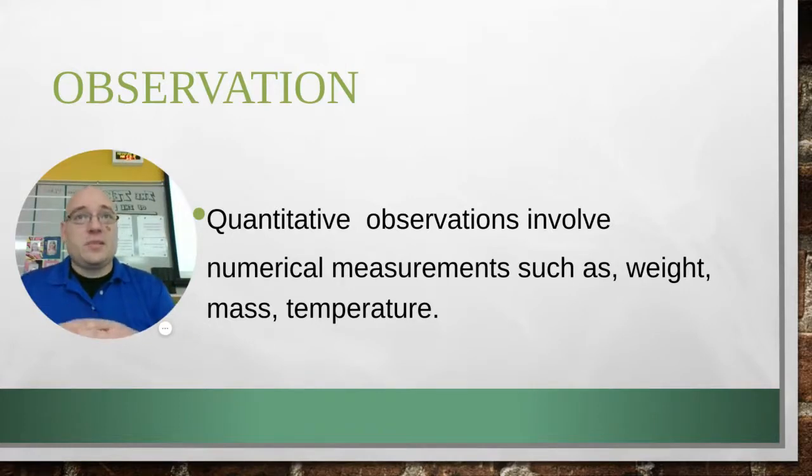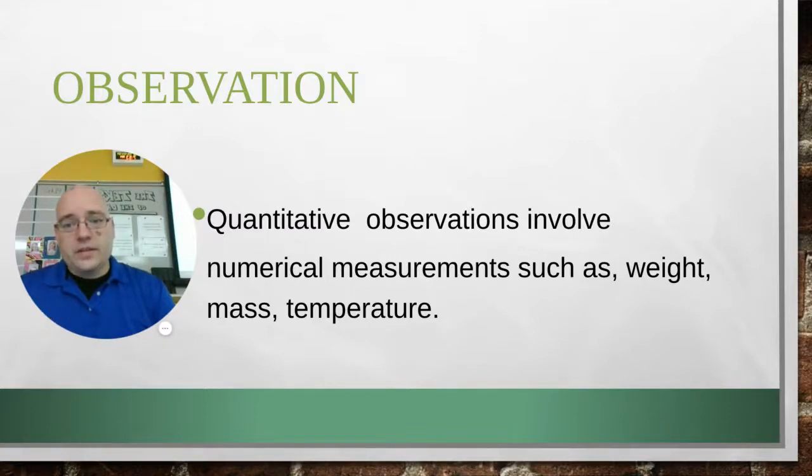So I could say something is big. That's a qualitative observation. I could say something is 300 feet tall. That's a quantitative. So big is qualitative. It talks about the quality of something. 300 feet is quantitative. It gives you a quantity.